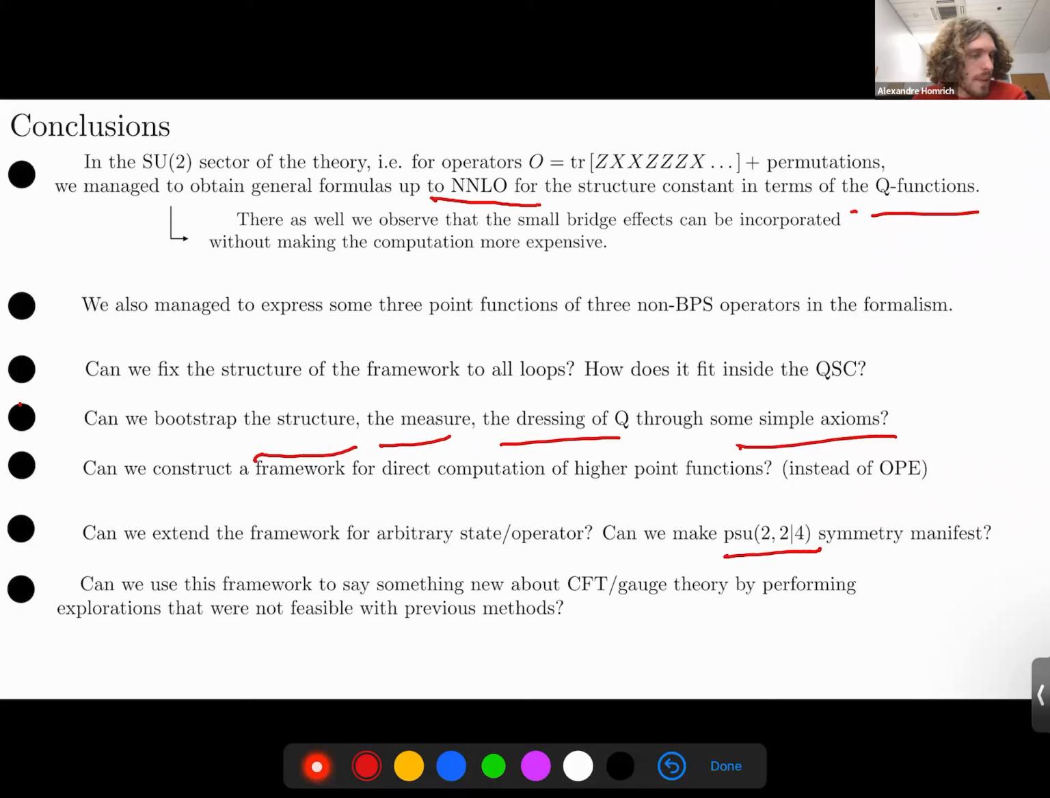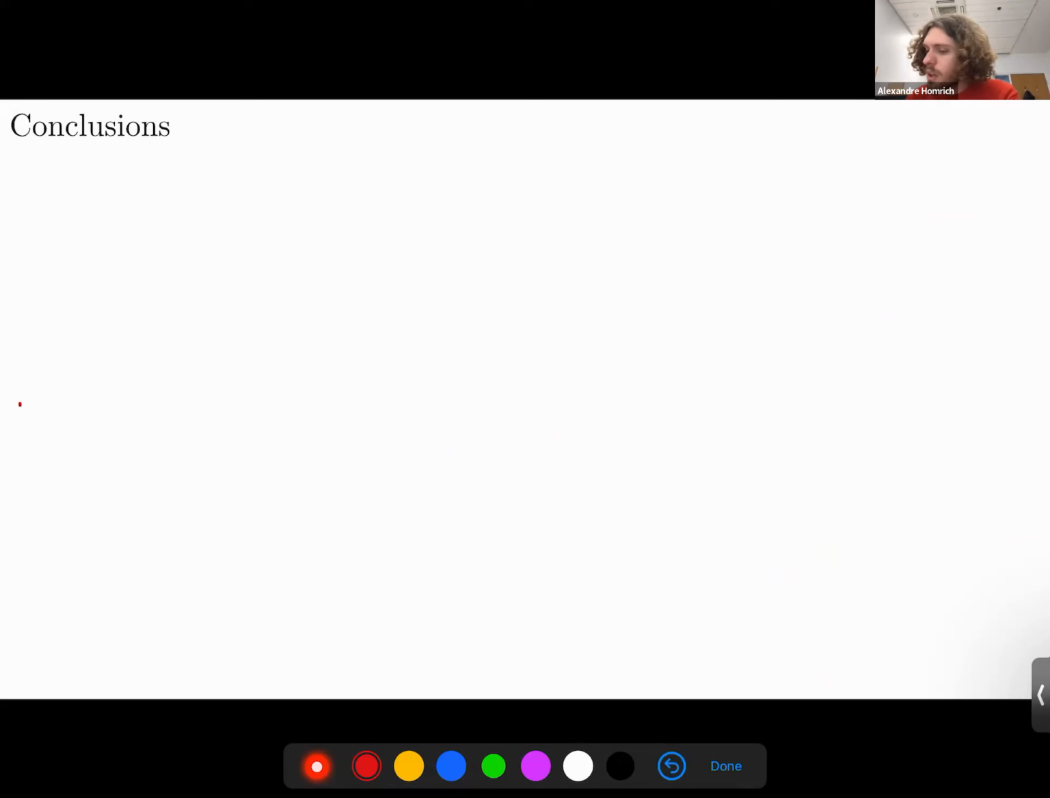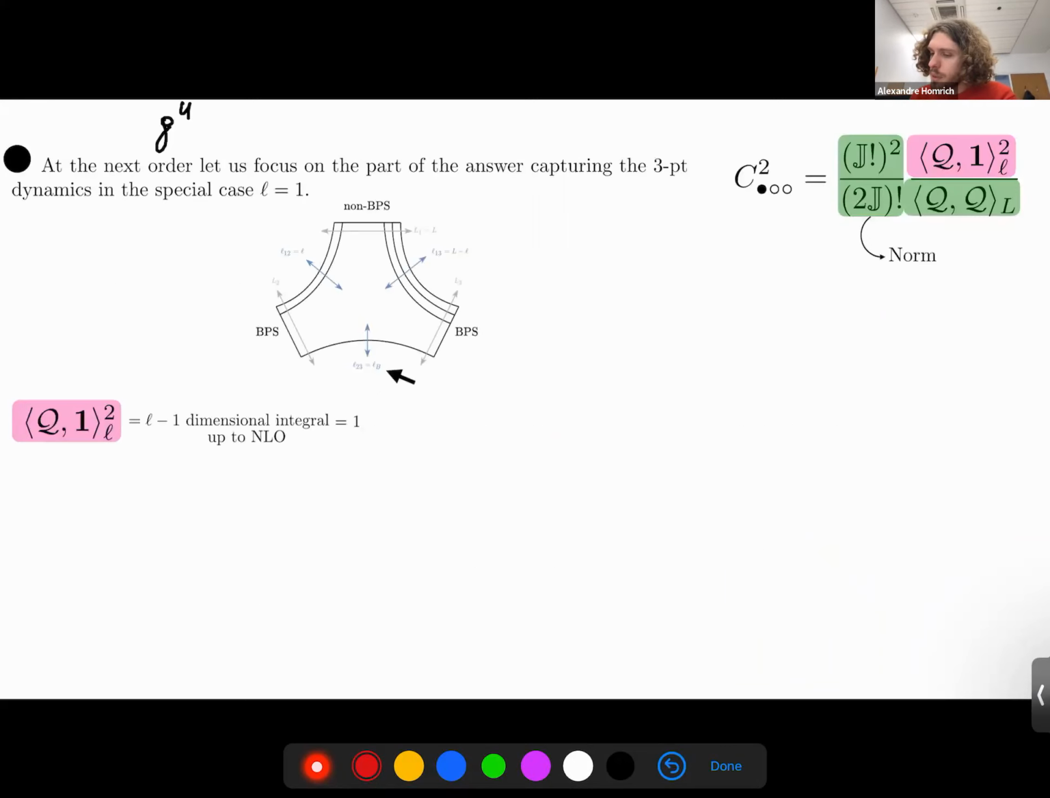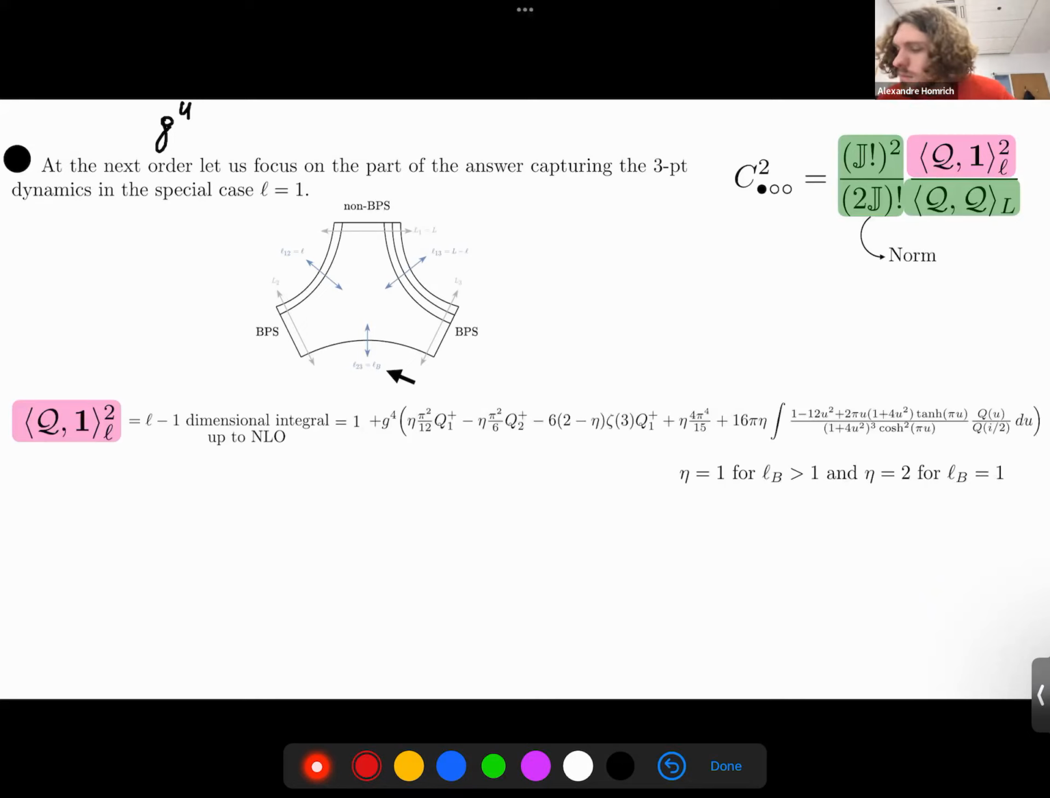Can you say some words about how to incorporate wrapping? In the SL2 sector, or either. Okay, so in the SL2 sector, that's what I tried to describe in this slide here, which is that for bottom bridge equal to 1, at the next-to-next-to-leading order, you have the first wrapping corrections where you have one particle flowing in this channel, right?